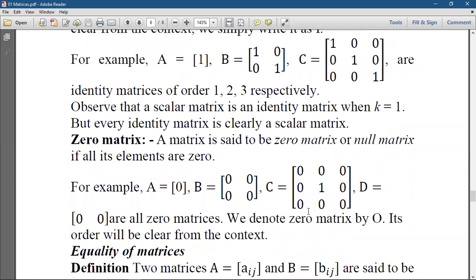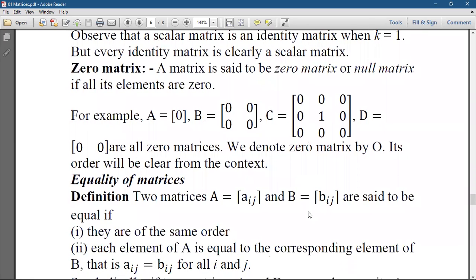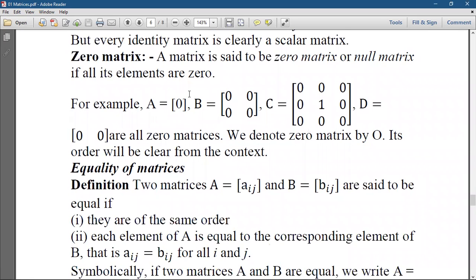Next one is the zero matrix. A matrix is said to be a zero matrix or null matrix if all its elements are zero. That means all entries of the matrix are zero, then we can say that this is a null matrix or zero matrix. This is also called a dummy matrix.